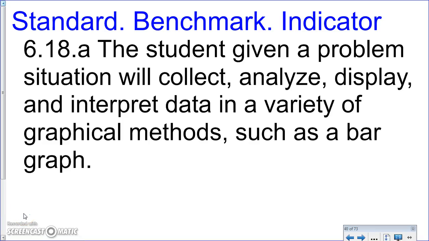Today we're learning about bar graphs. Please copy down the standard benchmark indicator on the next clean page in your math notebook. The student, given a problem situation, will collect, analyze, display, and interpret data in a variety of graphical methods, such as a bar graph. You can pause the video here to give yourself time to write down the SBI.